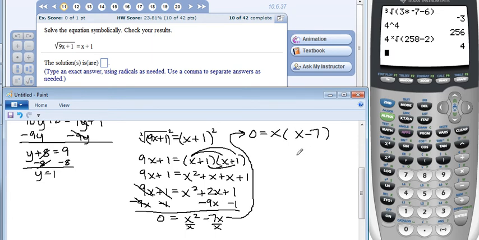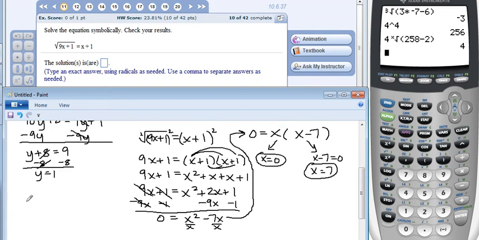Now I've got my something times something equal to 0. So either this is 0 or this is 0. This one's solved. This one, just add the 7 across. So there's your two answers right there. There's one, and there's the other. But we do have to check. We have to make sure that they work.